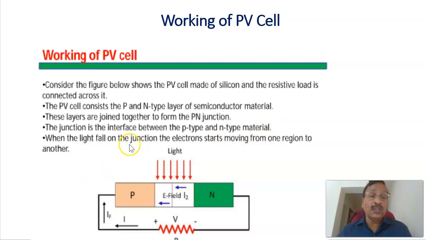When the light falls on this junction, the electrons start moving from one region to the other. Electrons will be moving from the N-type material in this direction, and the current will be in the opposite direction.